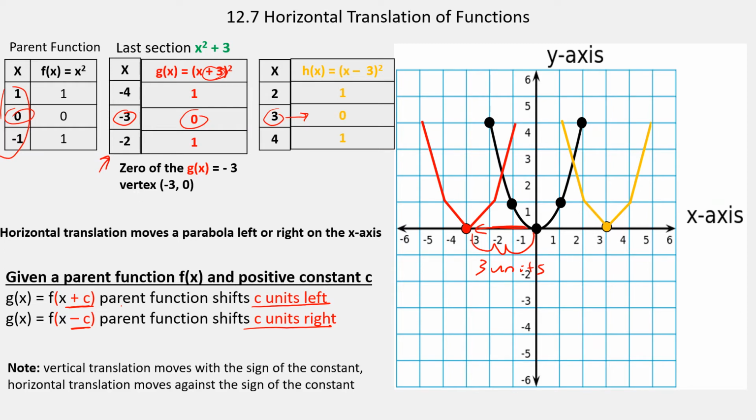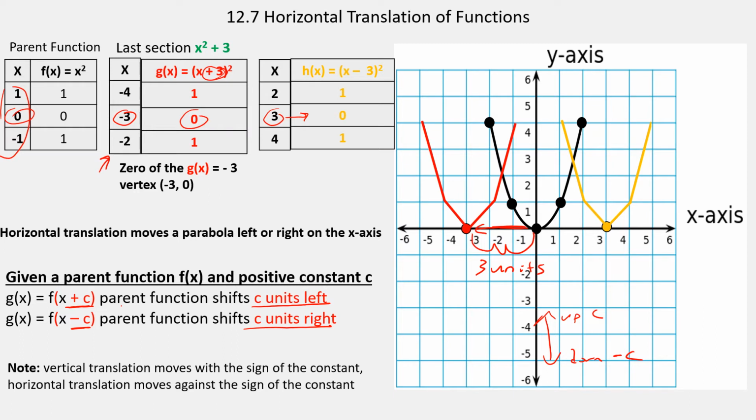So this is a special note, something that you really want to know: vertical translations move with the sign of the constant. When we were moving things up and down, if it was a positive constant, it went up, and it went down when it was a negative constant.